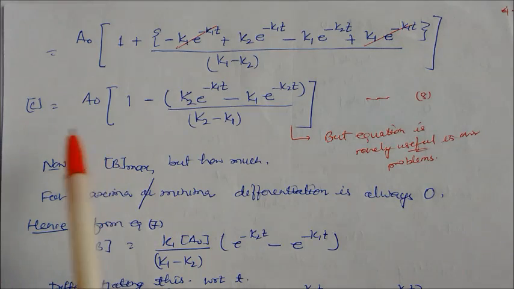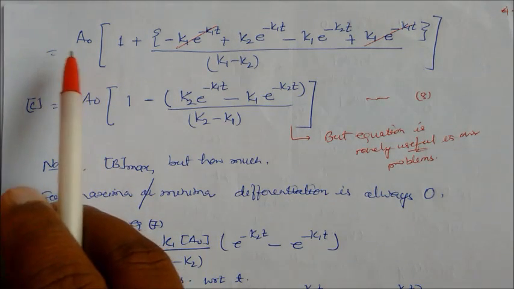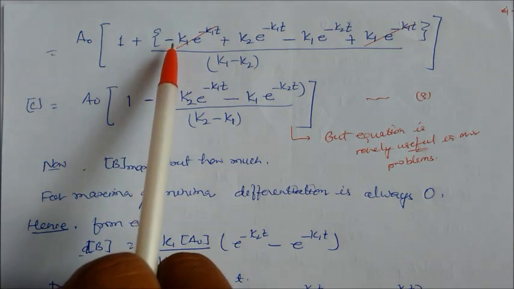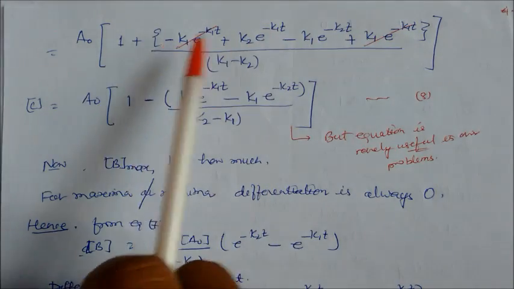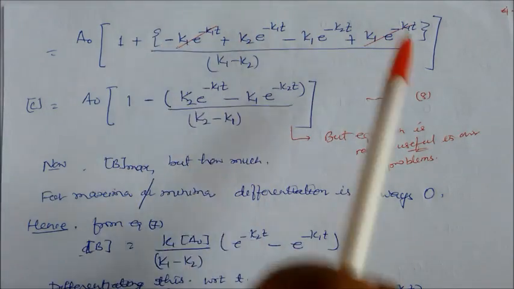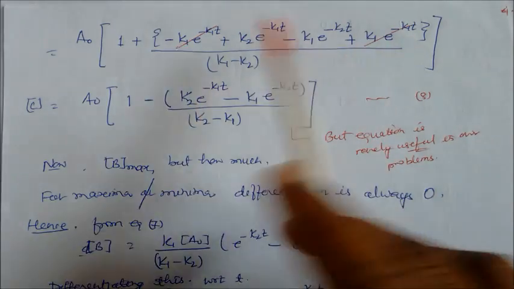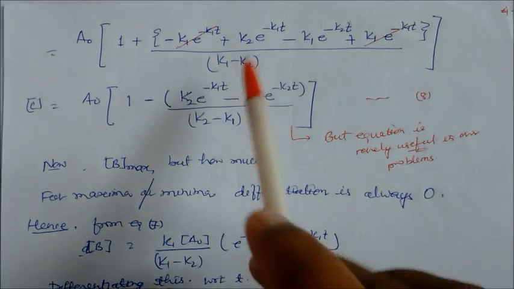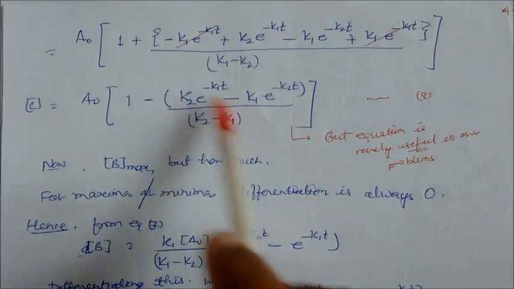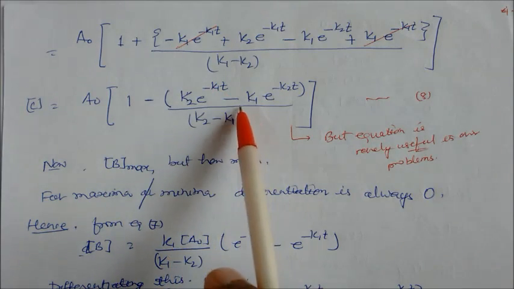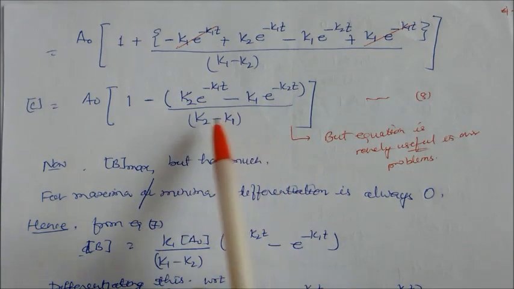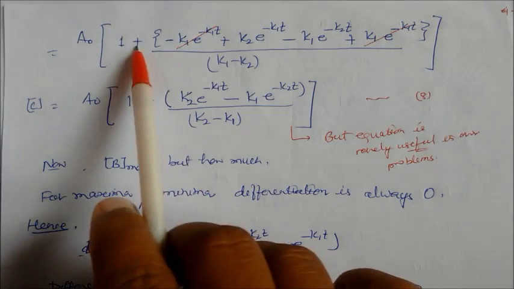So on solving, A naught is outside, so 1 plus this is the minus K1 into e to the power this one value. If you solve it, you will see this and this are the same. This is a minus, this is a plus, so you can cancel these two values. On cancelling, we can write it in this form: A naught into 1 minus K2 e to the power minus K1 t, and minus K1 e to the power minus K2 t, and this is K2 minus K1. So minus is converted into plus. You can see this plus sign, this is the minus sign.